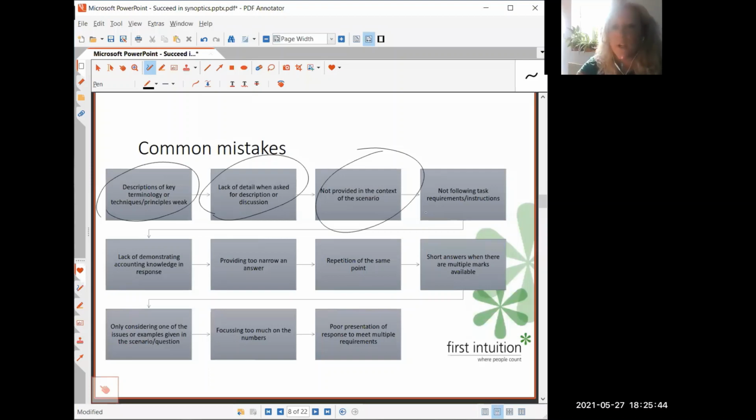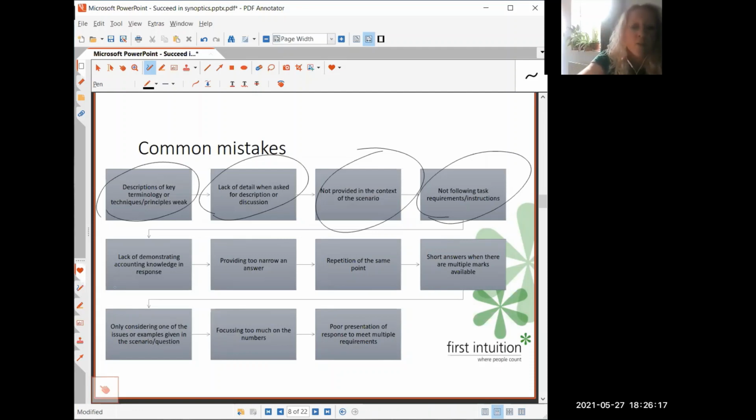Not following the task requirements and instructions. We're going to look at this. So this is where you might be asked to evaluate and then recommend, and rather than recommend, you state a number of options. If you're asked to recommend, you must give a recommendation. There's no point saying, well, you could do this, or you could do that, or you could do this. What you should be saying is, I recommend that you should do this. So follow the requirements of the task.